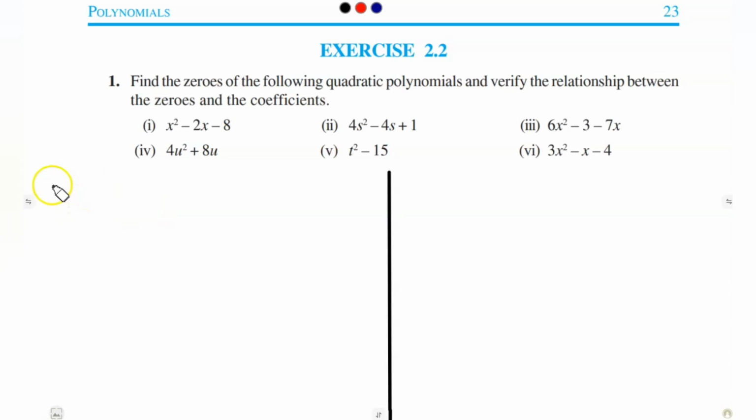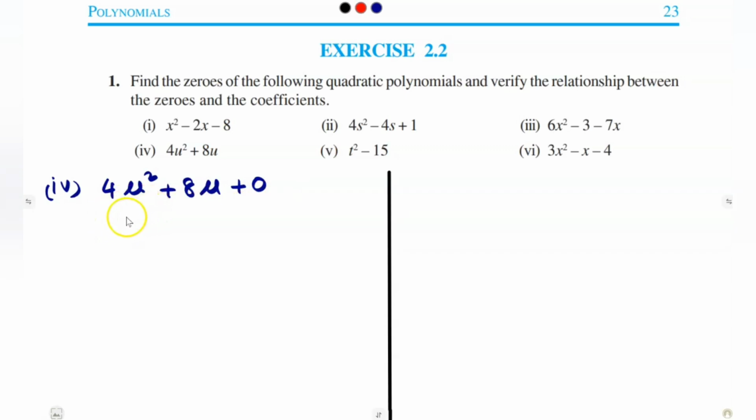Now coming to question number 4. Here we have 4u square plus 8u. So we don't have a constant term here. If you want, we can put a 0, or you can ignore that. So here we have just 4u square plus 8u.